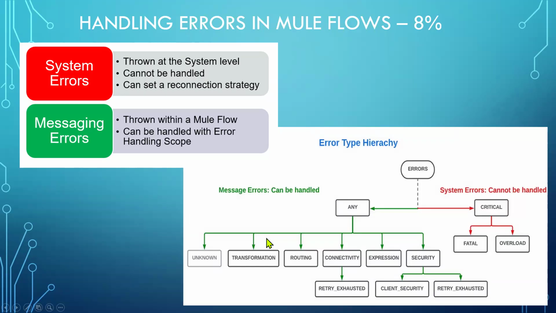Now in Mule flows, we can manage the messaging errors. The messaging errors are when an error is thrown due to various issues. For example, it could be a transform message error. It could be something about security in regards to client ID and client secret, or that a retry that's been set has been exhausted. So there are many different types of errors that can be handled.